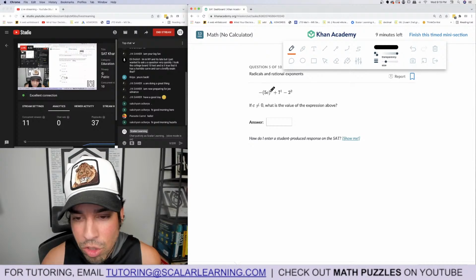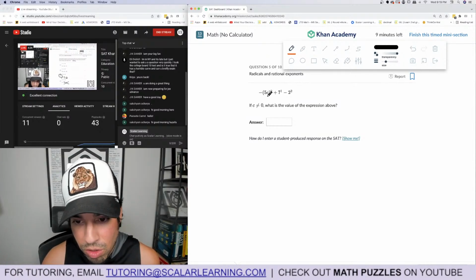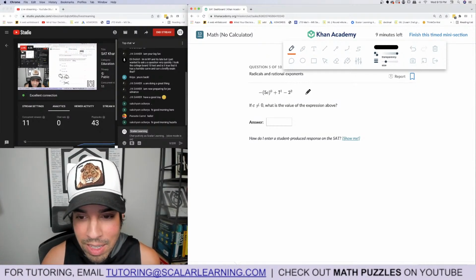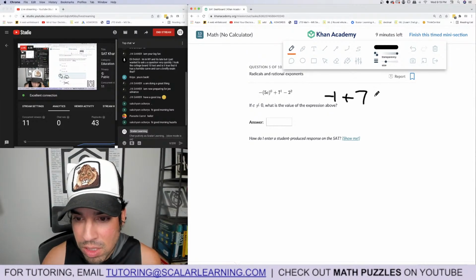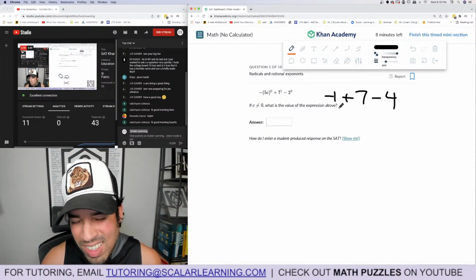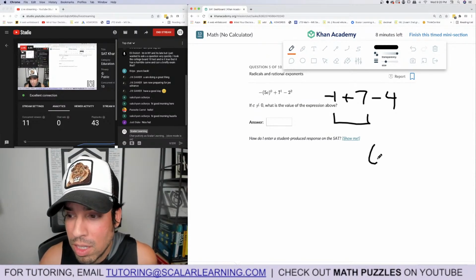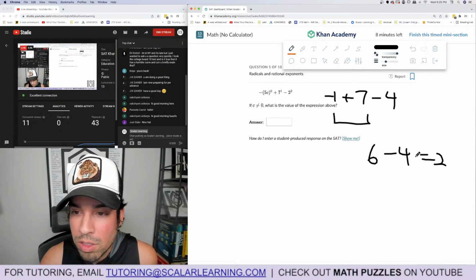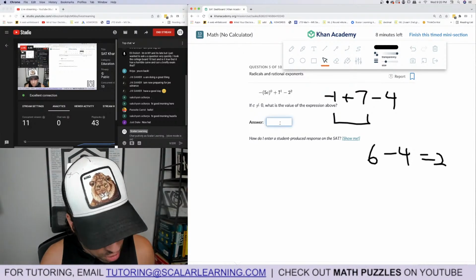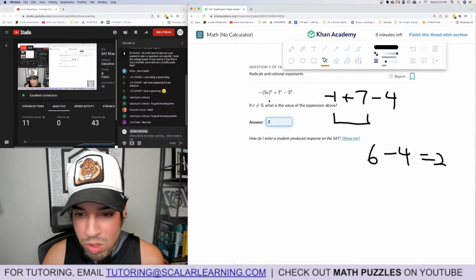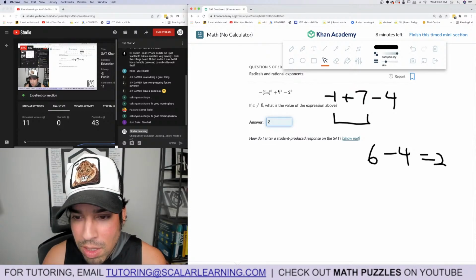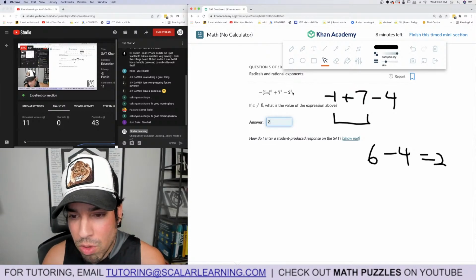Okay, so anything to the 0th power, as long as it's not 0, is 1. So negative 1 plus 7 to the first is 7 minus 4. This is a little unrealistic for an SAT problem. I'm just saying, I don't see a lot like this. And then 6 minus 4 is 2, for the win. You want to be extra careful on the free response because there's no multiple choice to guide you. So once again, negative 1, that's 6 minus 4 is 2.